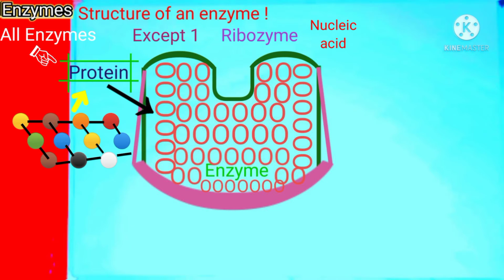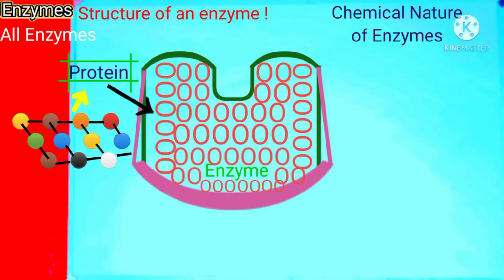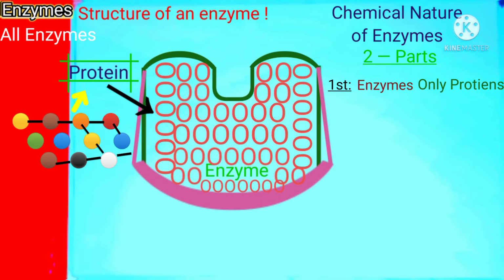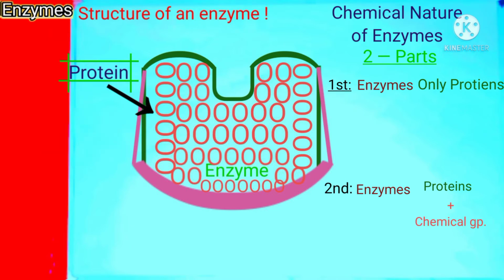Dear students, this chemical nature of enzymes is divided into two parts. The first part includes those enzymes which are made up of only proteins, namely amino acids. The second type consists of those enzymes which possess not only amino acids but also some other chemical groups. Let's see, this is the chemical nature of enzymes, which comprises two types.